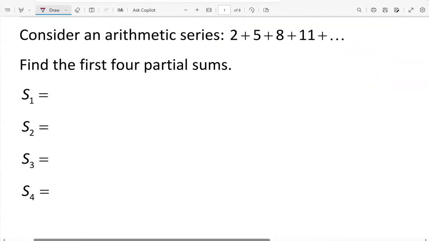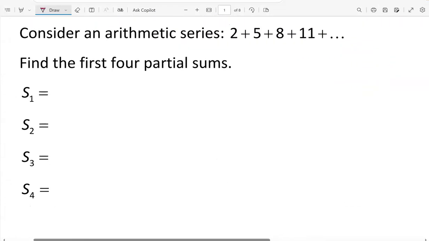All right, let's consider an arithmetic series: 2 plus 5 plus 8 plus 11 with a common difference of 3. The first four partial sums are: 2 is the sum of one term. The second partial sum is the sum of two terms, 2 plus 5 is 7. And the third partial sum, we're going to add 8 to that so that we get 15. And then the fourth partial sum, add 11 to that so we get 26.